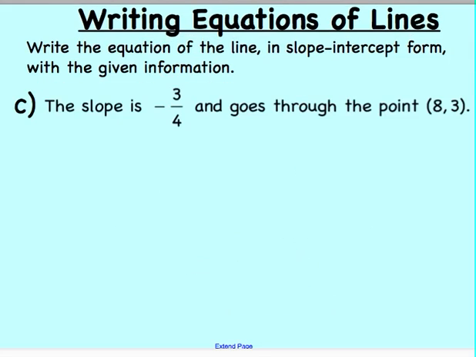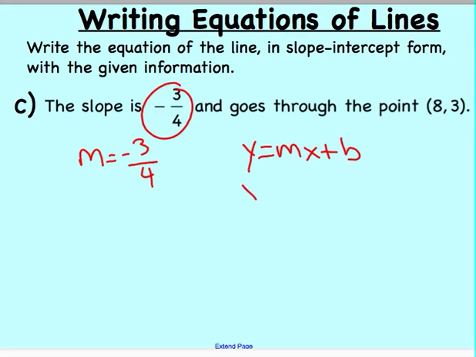Let's move on to the next one, where all of the information is not given. Notice in this problem, they give us the slope, but they don't give us the y-intercept. So here's one where we actually have to do some work. So we're going to start with y equals mx plus b.